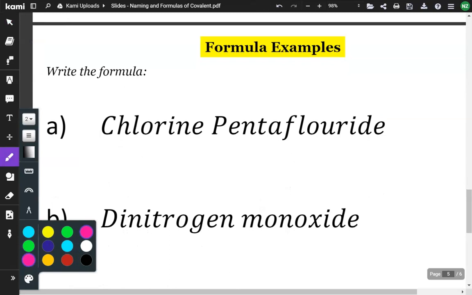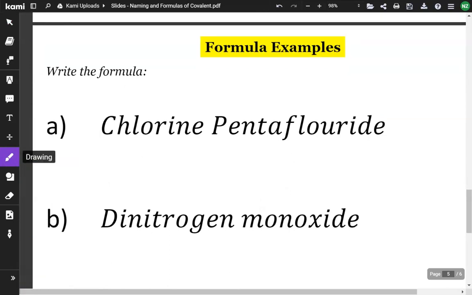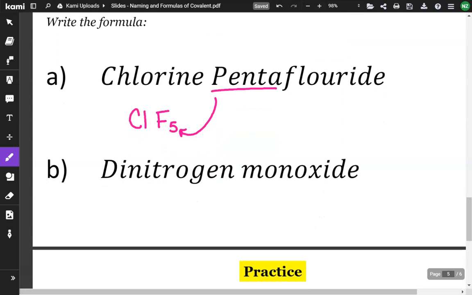Now we're going the other way. We're given the name, and it's asking us to write the formula. So chlorine, it's not di or tri, so it's just going to be chlorine with 1. Penta is the prefix for 5, and fluoride is fluorine. So I will give it that 5 because it is penta. Dinitrogen is 2 nitrogens, and monoxide is just 1 oxygen. So di becomes 2, and then mono becomes 1.